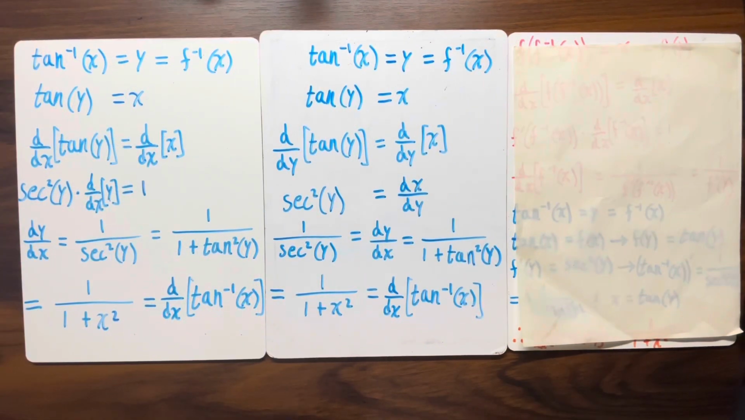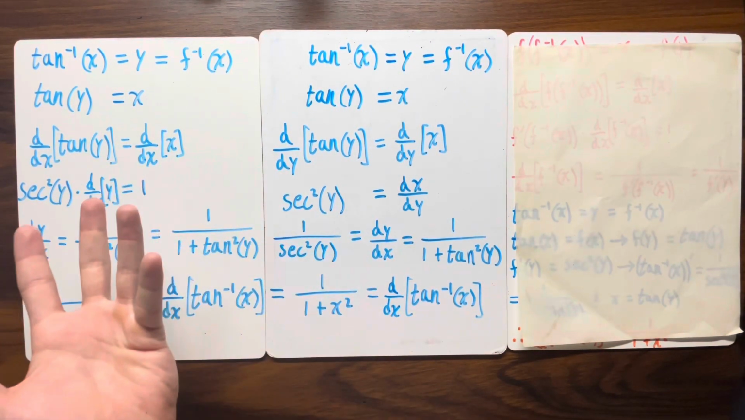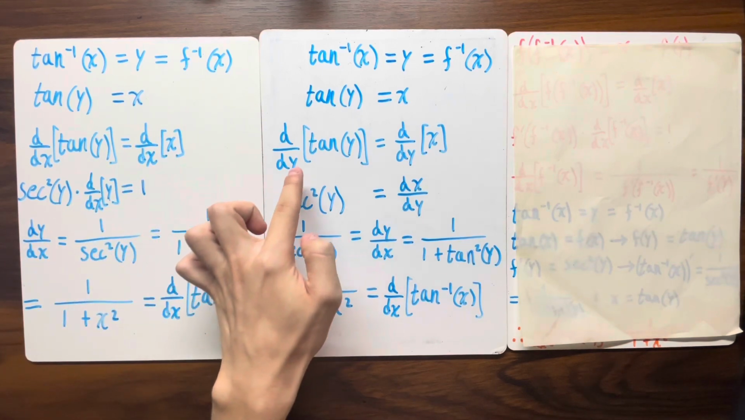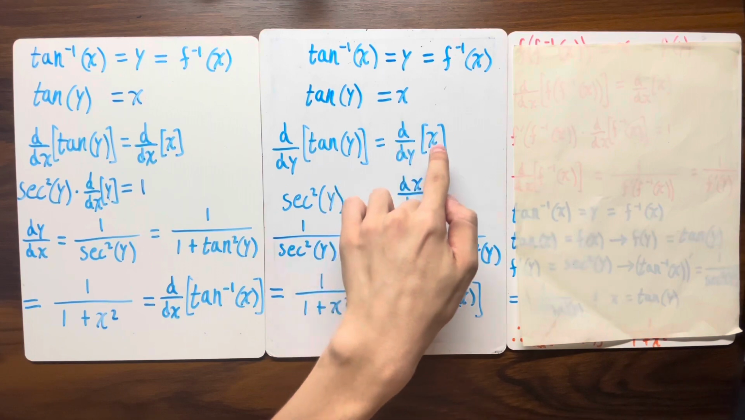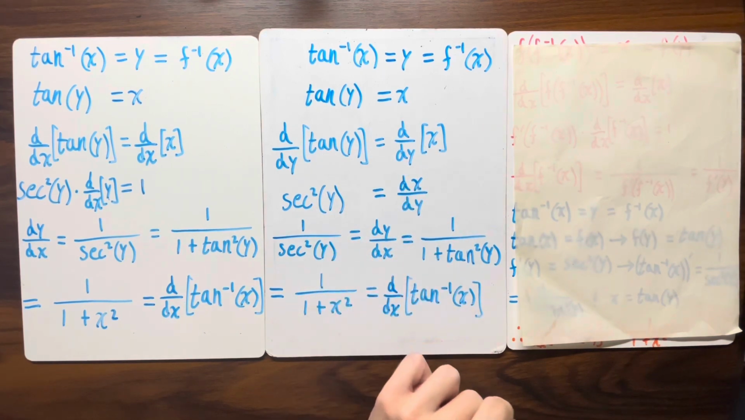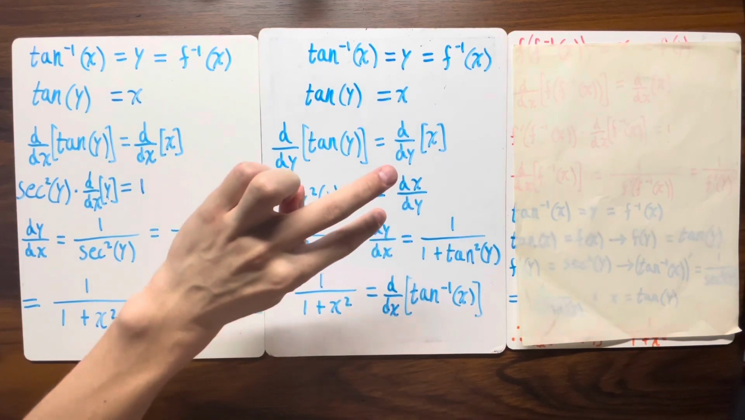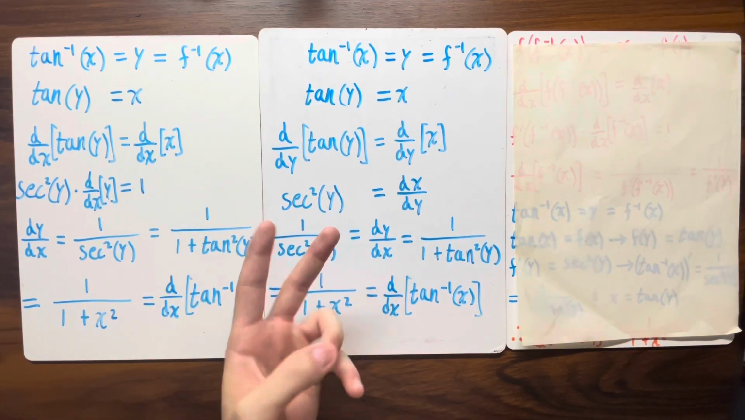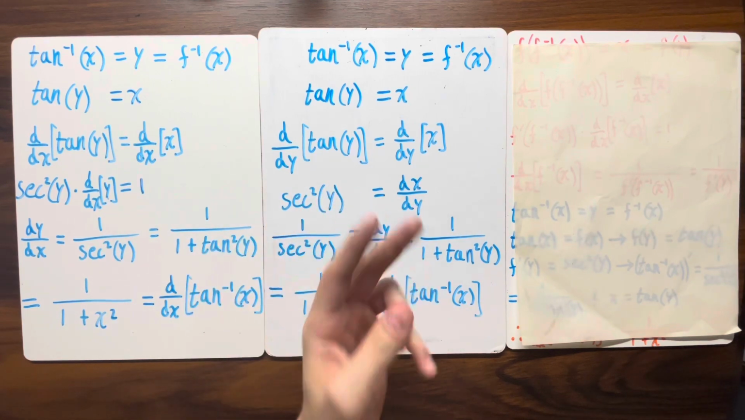Instead of taking the derivative with respect to x, we can also take it with respect to y. And we don't have to use implicit differentiation. So the derivative of tangent of y with respect to y is secant squared of y. The derivative of x with respect to y is dx dy, but we don't want dx dy, we want dy dx. So we can simply reciprocate both sides of this equation and get 1 over secant squared of y is equal to dy dx.